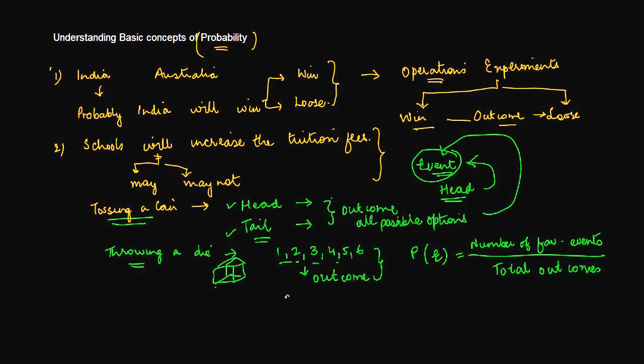So let's say you tossed a coin 3 times and you got 2 heads. In that case, if someone were to ask you what is the probability of getting a head, you will say, how many number of times did the favorable event happen? How many times did you get heads? 2. And what were the total number of outcomes? The total outcomes were 3, because you tossed the coin 3 times.